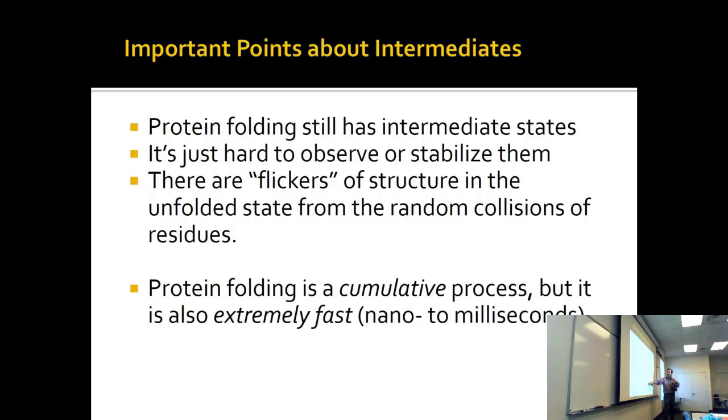So the important thing is protein folding is cumulative, but it's also extremely fast. And in the cases of highly cooperative proteins, all of the interactions depend on each other. If you take one out, all the rest fall apart.